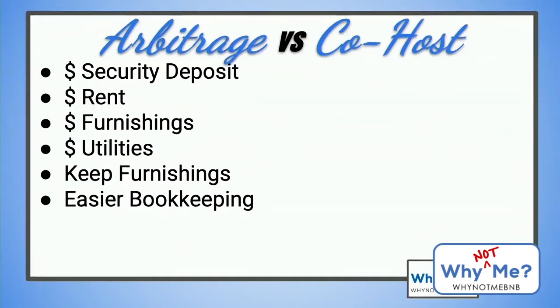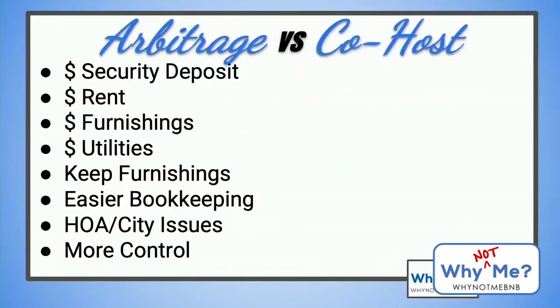So just going through the basics. So arbitrage model, you're going to need to be paying for your security deposit, your first and last month's rent, the furnishings, the utilities. You're going to keep your furnishings. So let's say that this property doesn't work out. You're just going to take those furnishings and put them into the next property that you have, okay?